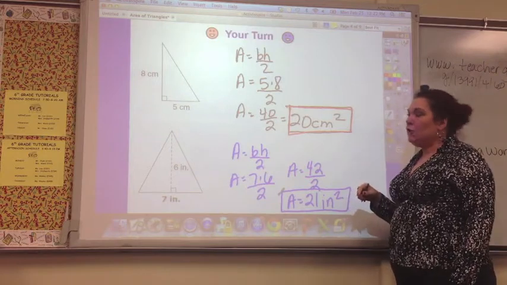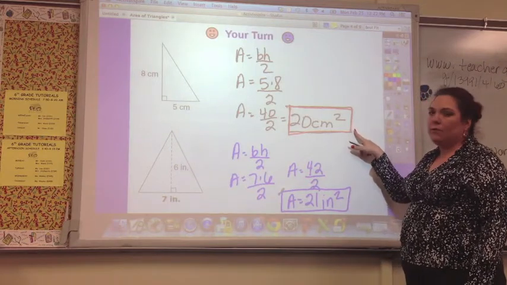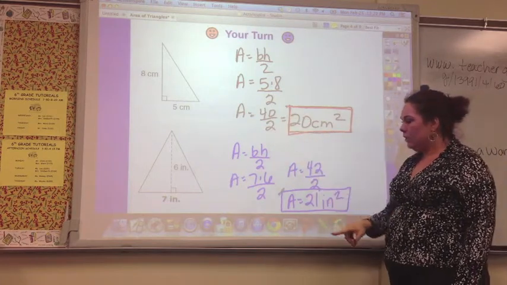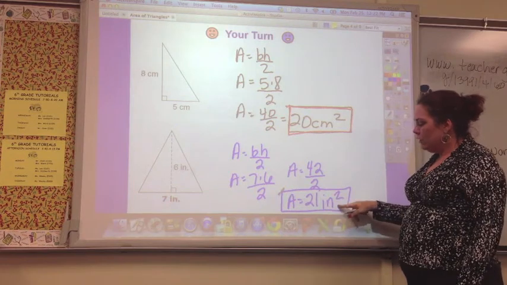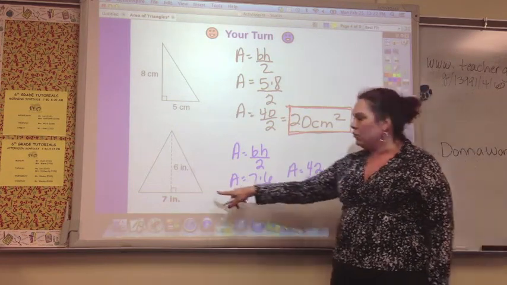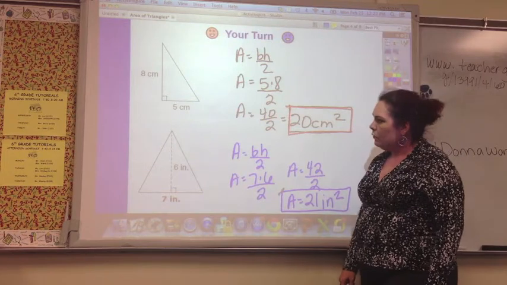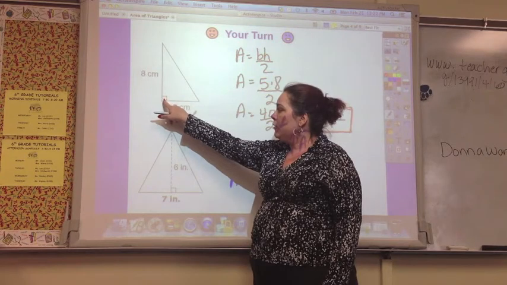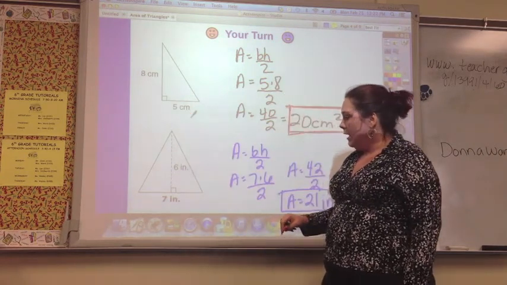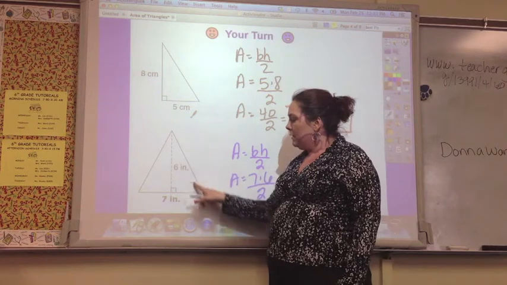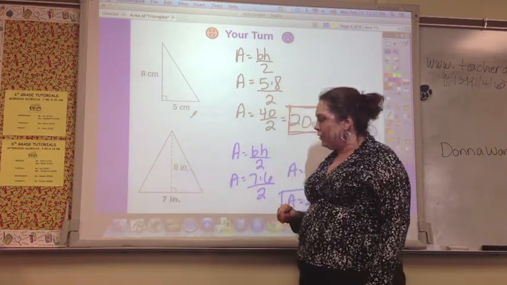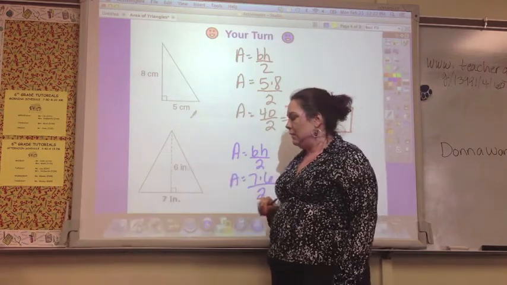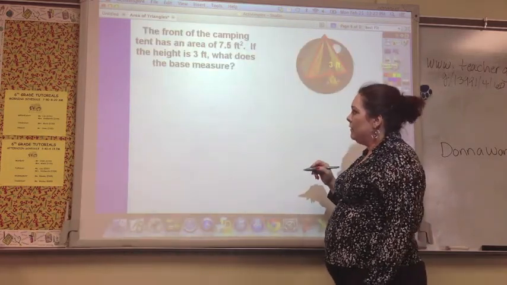So check your answers. Make sure that you got 20 centimeters squared and that you included your units. If you got 40, remember you have to divide by 2. And this is 21 inches squared, the area of this triangle. And what kind of triangle is this by its angles? Well, this would be your clue. It's a right triangle. And look at this triangle, what kind of triangle do you think that would be? To me, it looks like an isosceles, but I would mean those sides are a problem, and this is how you're going to have to know how to do this.